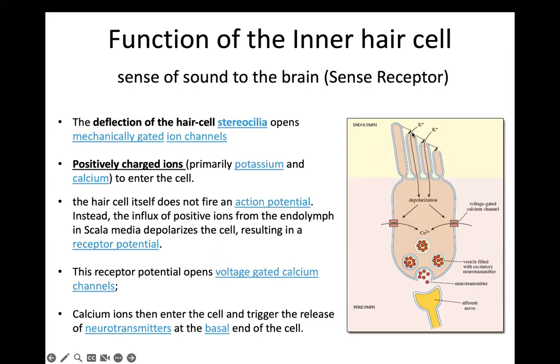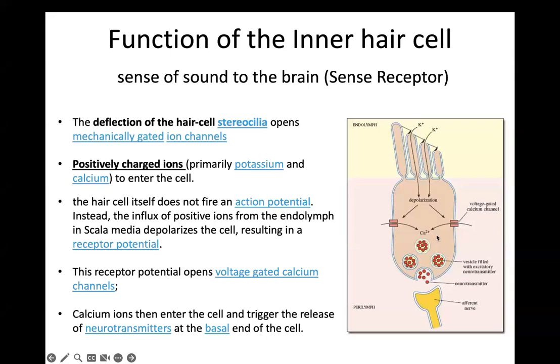Now, once these gates open, positively charged ions enter the cell, including potassium and calcium, okay? But mainly potassium. This, of course, causes depolarization of the membrane, but it's not enough to cause an action potential. It's more of just a receptor potential, meaning a membrane potential that happened due to receptor changes and opening, okay? So there's depolarization. This depolarization basically means that the membrane potential became more and more positive, causing the voltage-gated calcium channels to open. So the membrane potential increased to a voltage level that opened these calcium channels and allowed calcium influx.